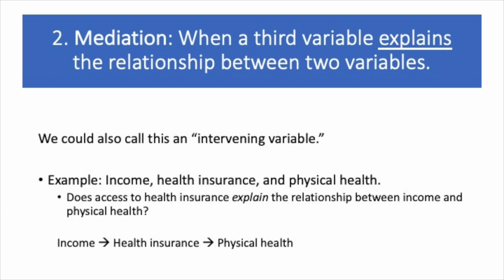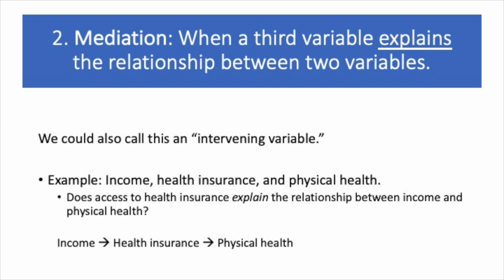So let's say we're looking at the relationship between income and physical health. I use this example a lot. We would assume that higher income would be correlated with better physical health. And maybe we're using a specific indicator of physical health, like life expectancy or something like that. So we see that there is this bivariate correlation between income and physical health, whereby those who are higher income have better physical health. We might be interested in explaining why we see this correlation. Is there some intervening variable that explains the relationship between income and physical health?